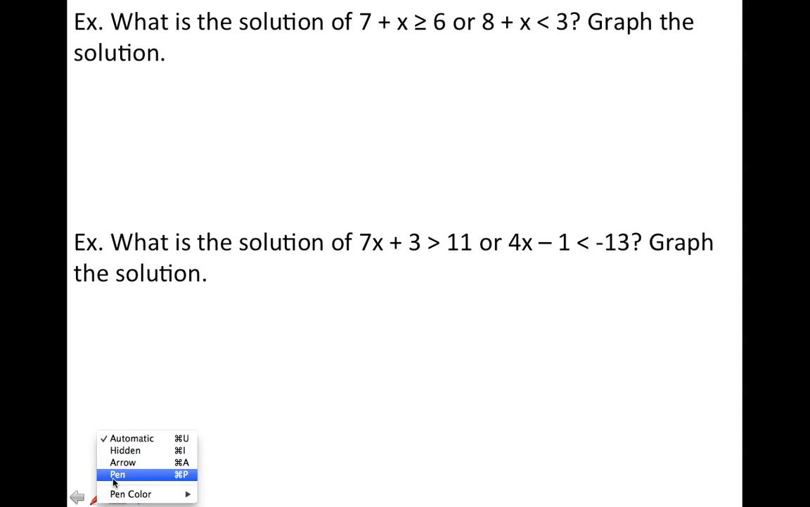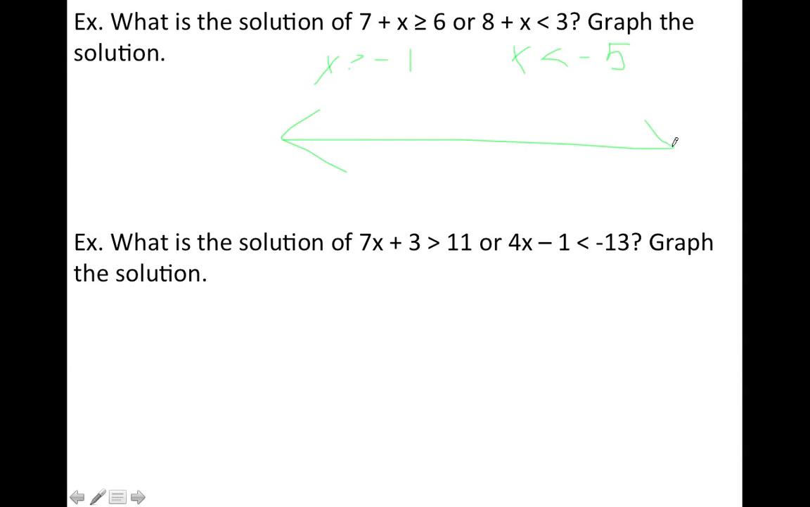Next we have our or solution. So let's talk about these. You still solve them separately, so we have x greater than or equal to -1 and x less than -5. These are really simple. They're one step. All you have to do is subtract the number to the other side. Okay, then we're going to plot our points.